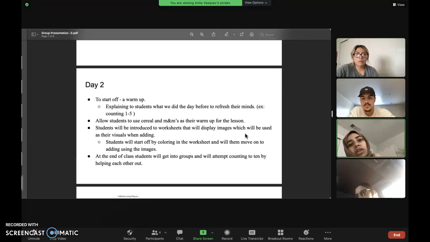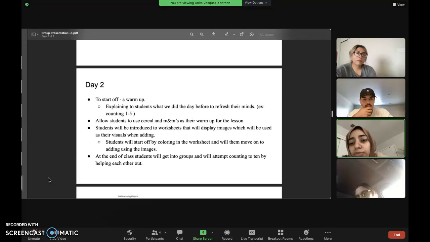As they're coloring the first apple, we're going to say 1, and we could do it as a whole class or in their groups, and it will help them discuss within their groups how they're coloring, what they're coloring, and how much they're adding as they're coloring. They'll first color in the worksheet, and then they'll move on to adding those images. Depending on how many images they see on the worksheet, they'll be coloring and adding as they go along.